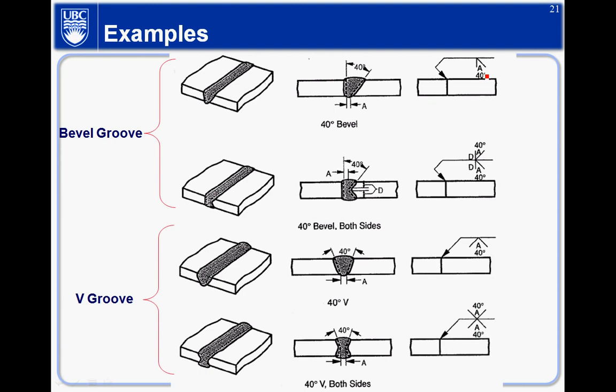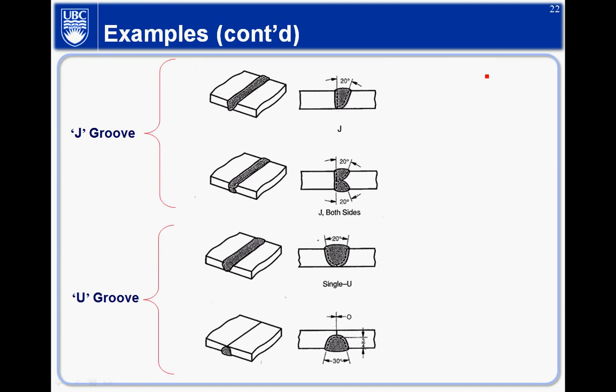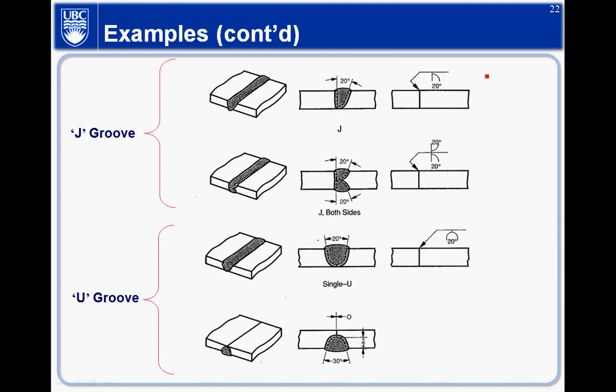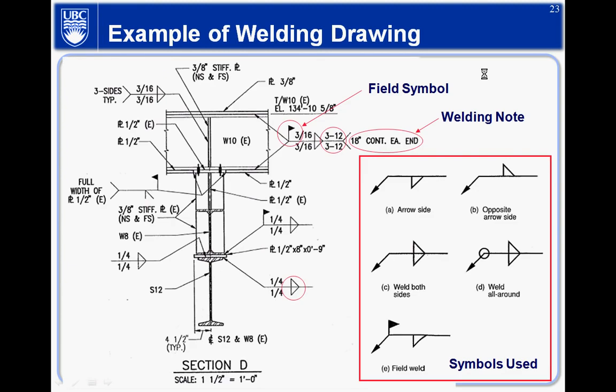A couple more examples. So G grooves, that's what it looks like. The symbol, double-sided. So single U, starting angle 30 degrees. And this is one practical example from a piece of drawing. For example, there's a little flag here, so that means it's a field symbol. So it's done in the field. Some other things, you know.